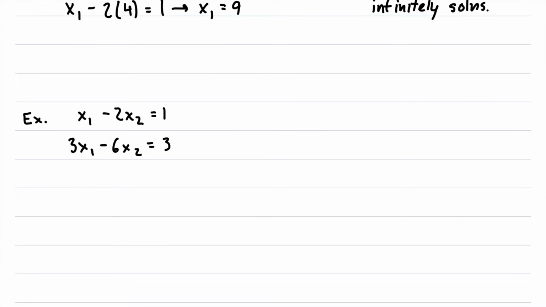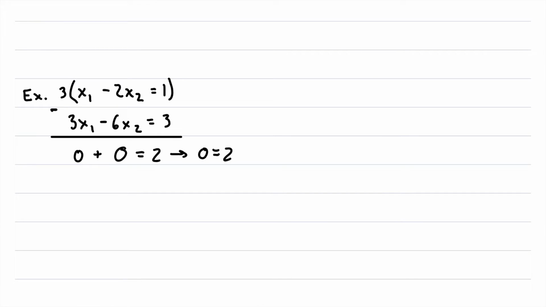And onto the last system of linear equations. I'm again multiplying it by 3, subtracting to cancel the x1 variable. And I'm going to be left with 0 plus 0 equals 2, or 0 equals 2. We know that 0 does not equal 2, so there is no solution.